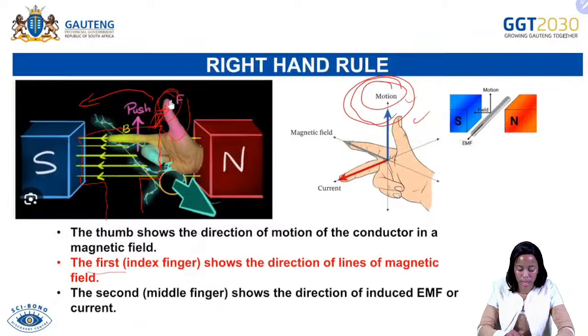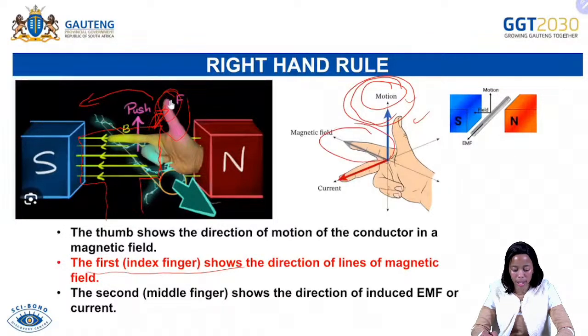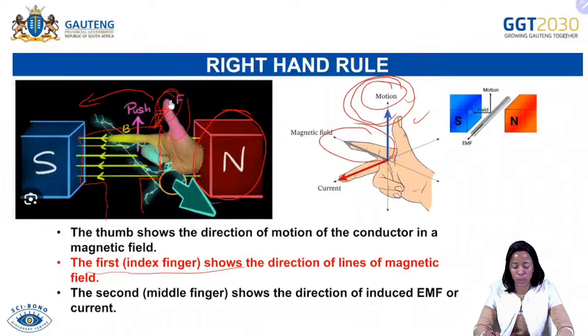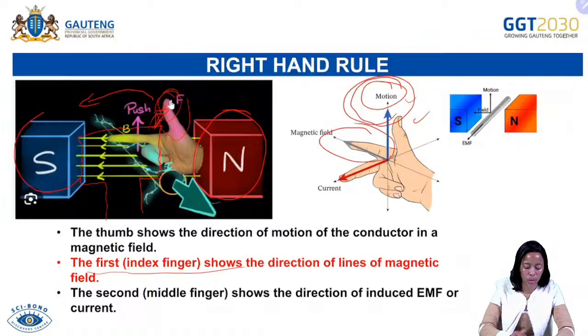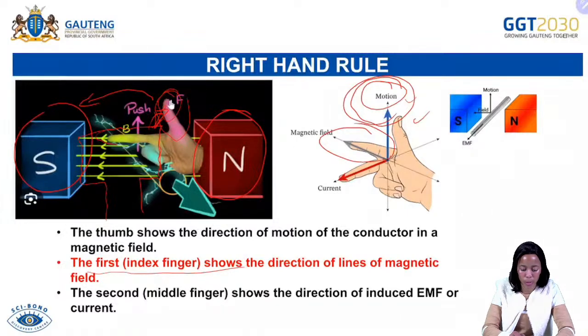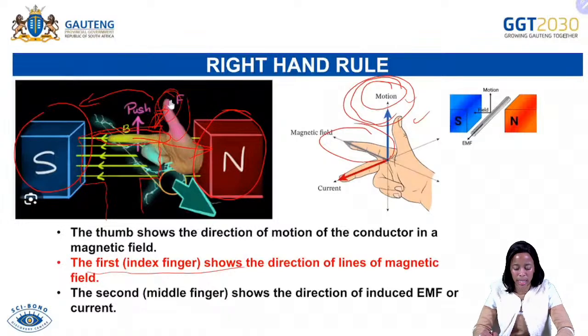Then we have the first or index finger. The index finger represents the direction of the magnetic field lines. How are we going to determine it? It is going to be moving from the north to the south pole. So that would be your first finger indicating that the direction of the magnetic field lines is from the north to the south.